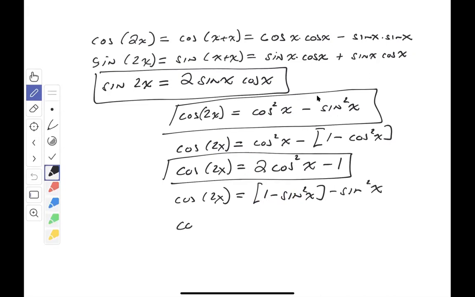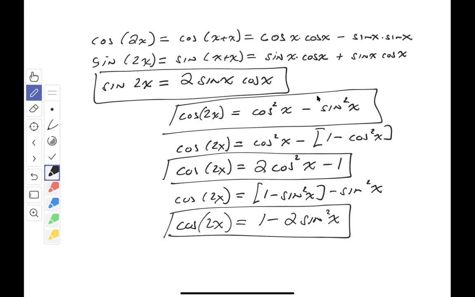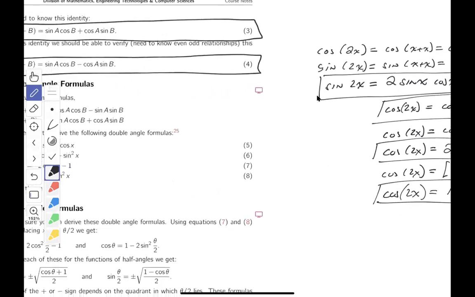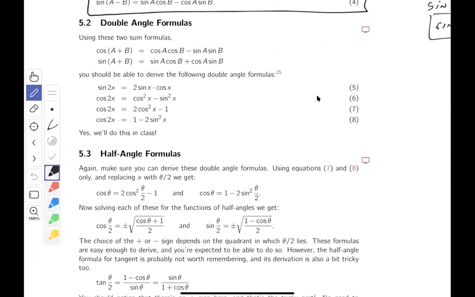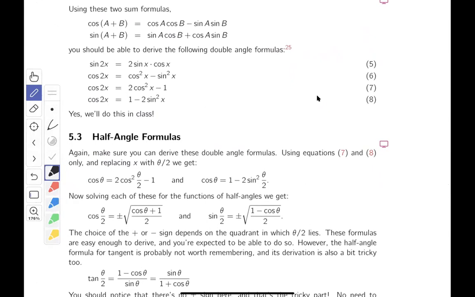Let's write that one down. Cosine of 2x equals 1 minus 2 sine squared. All right. I want to go back to the notes. I want to point out where these formulas are given to you. And certainly, I'm not going to say you need to memorize this, but it sure is nice if you can do it. When I say do it, derive it from the 4 prior.